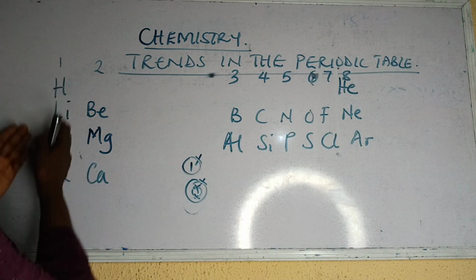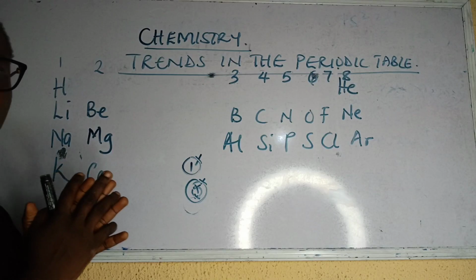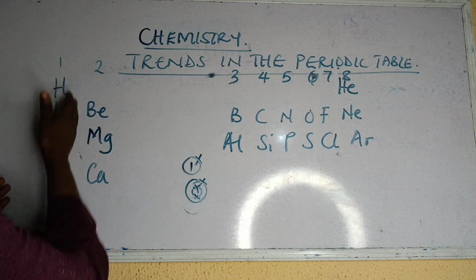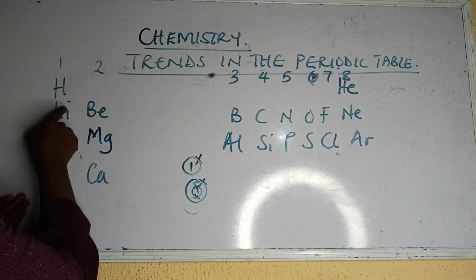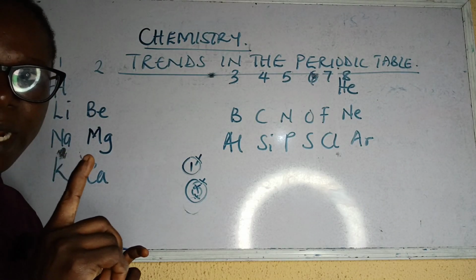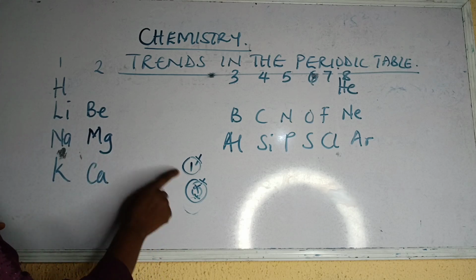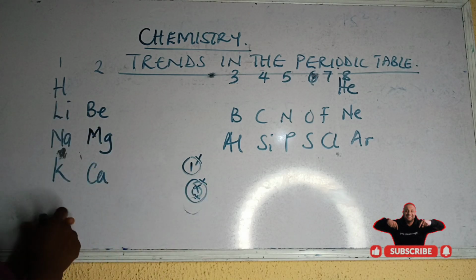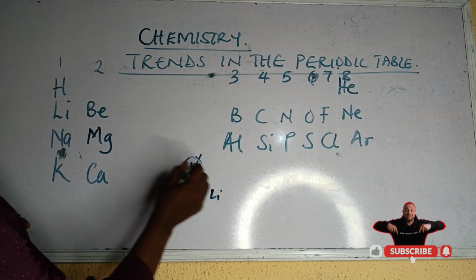Now, let's consider group 1 elements. All group 1 elements have 1 valence electron. You know, groups are arranged vertically, and each member of this group represents a different period. For instance, hydrogen is in group 1 and is in period 1 because it has 1 shell. Lithium is in group 1 but in period 2 because it has 2 shells, because the atomic number is 3.